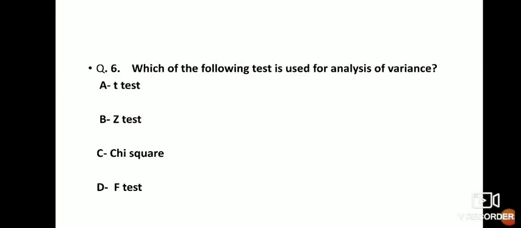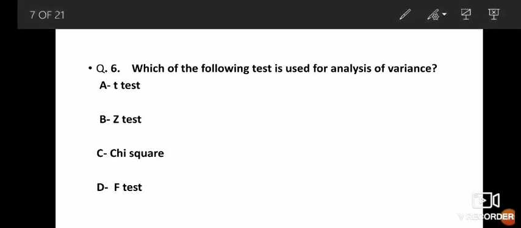Now next, which of the following tests is used for analysis of variance? The given options are t-test, z-test, chi-square and f-test. As we know, for analysis of variance or the ANOVA test, we use the f-test, which is given in option D. So here the correct answer is f-test. The next, which of the following tests is used for goodness of fit? The given options are t-test, z-test, chi-square and f-test. And here the correct answer is option C, that is chi-square test.